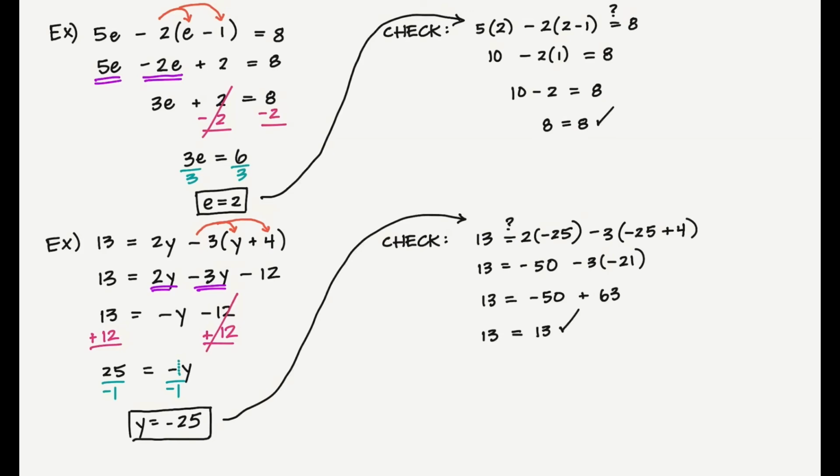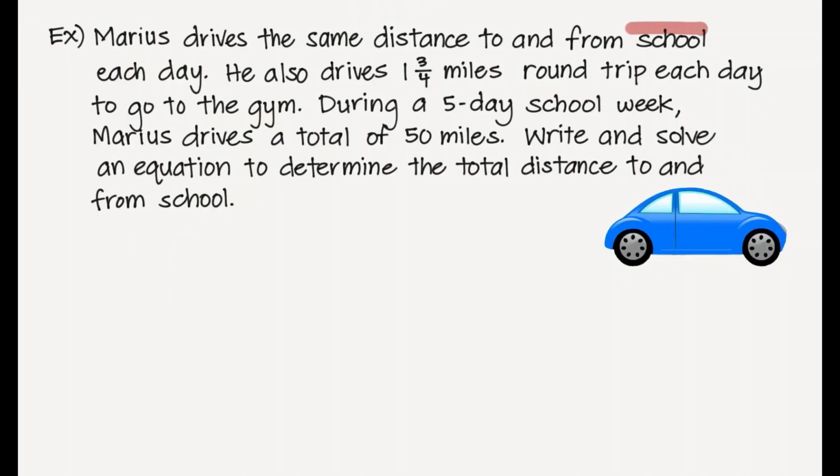So now to conclude our lesson, I have one word problem for us. And it says, Marius drives the same distance to and from school each day. He also drives 1 3/4 miles round trip each day to go to the gym. During a 5-day school week, Marius drives a total of 50 miles. Write and solve an equation to determine the total distance that he goes to and from school. So basically, how much does he drive every day from his house to school and back?